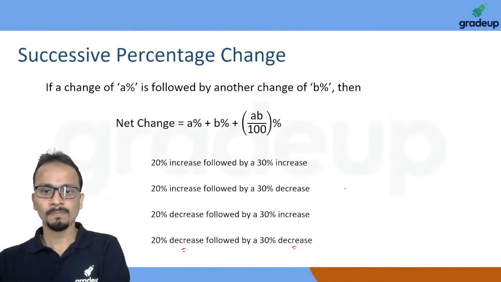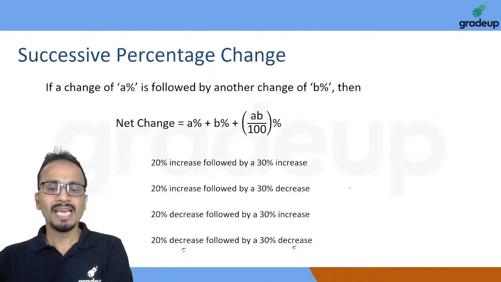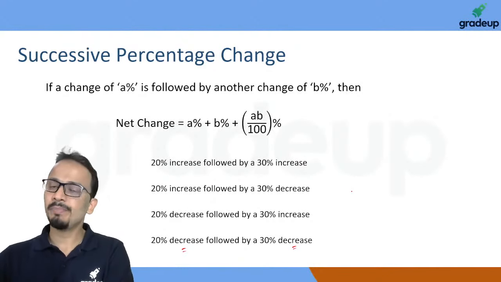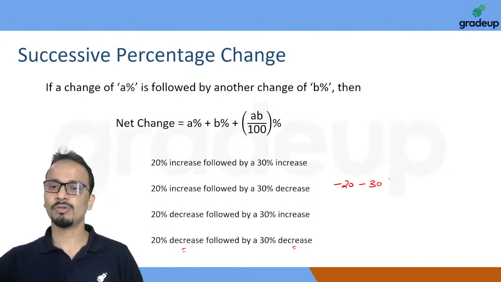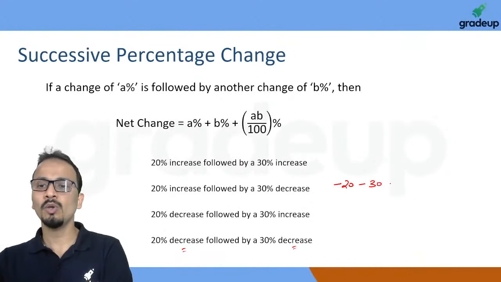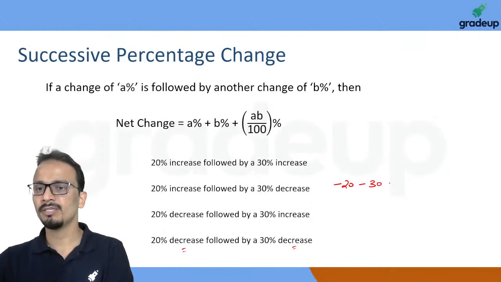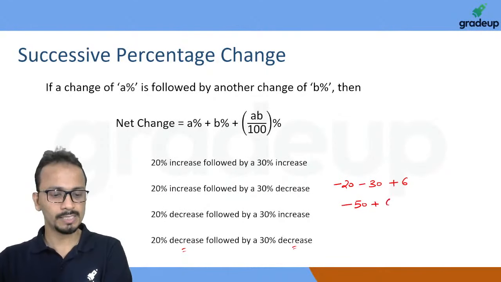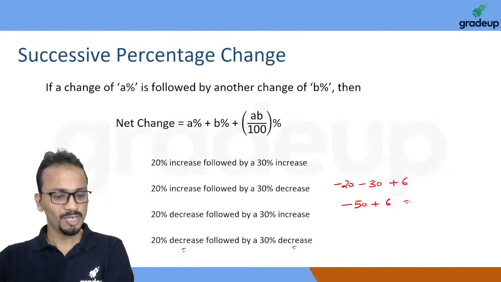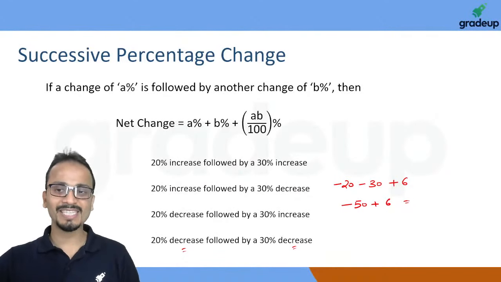Okay, so A will be minus 20 and B will be minus 30. I'll substitute them in the formula: minus 20 minus 30. Now you have to be careful at this step. Minus 20 into minus 30 will be plus 600. Plus 600 divided by 100 is plus 6. So minus 50 plus 6. Pratik, your answer is correct, but RP Singh, this is one mistake that you have committed.